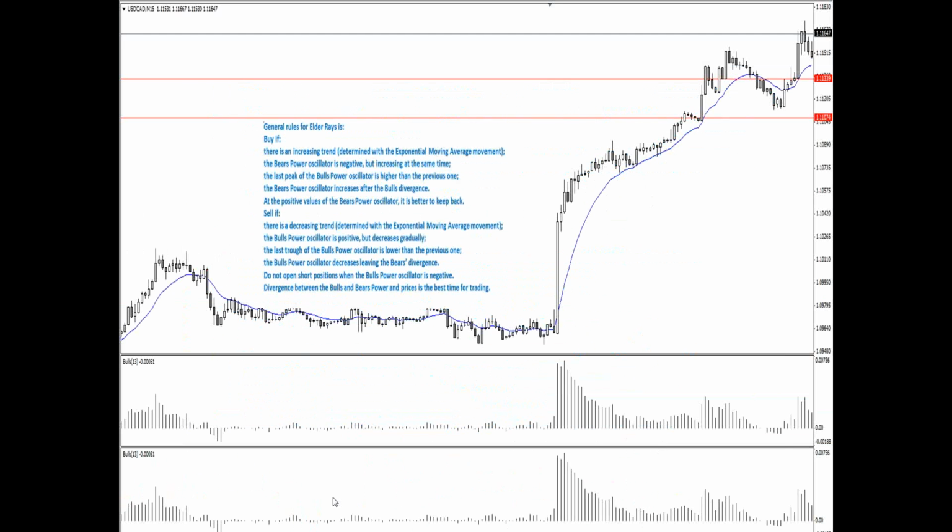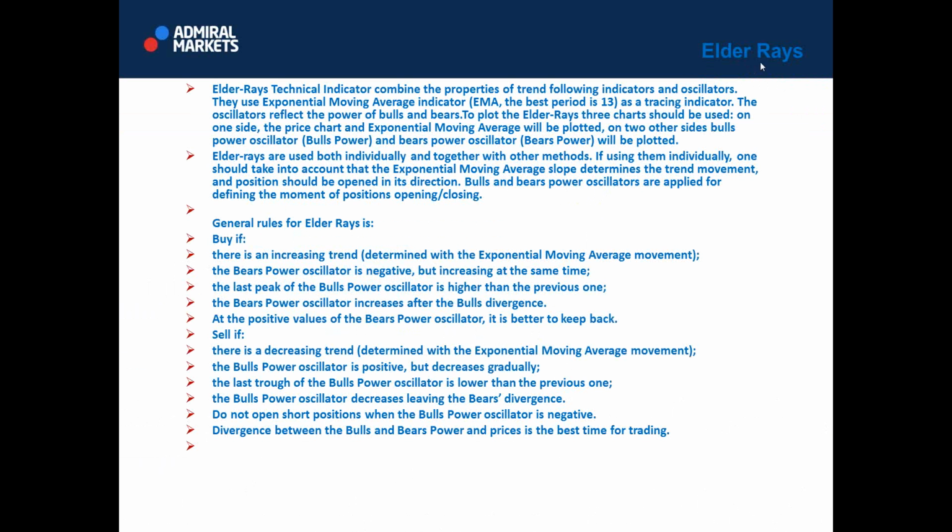So this is Bulls and Bears. I plotted this on my chart, bulls and bears. You also have the Bears indicator on MetaTrader 4, so you can plot Bulls, Bears, and an EMA of 13 to have Elder Rays on your charts.